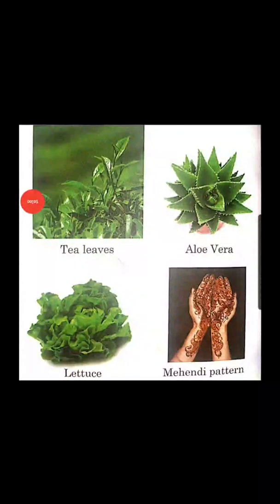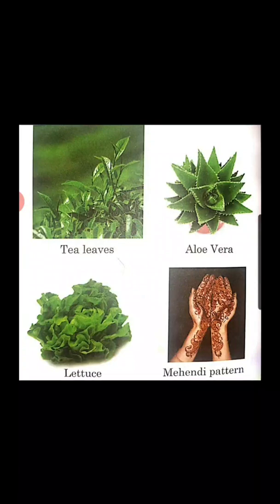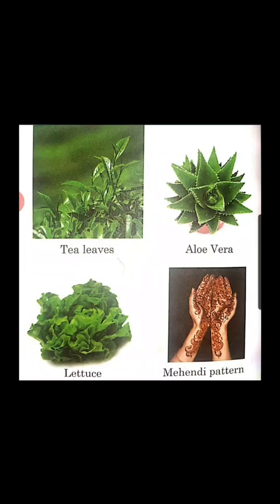Coming to the various uses of leaves. The leaves like spinach, lettuce and cabbage can be eaten. Your moms might be making vegetables out of it, isn't it? The leaves of neem, basil and aloe vera can be used as medicines. The beverages, meaning the drinks like tea, are also made of leaves.